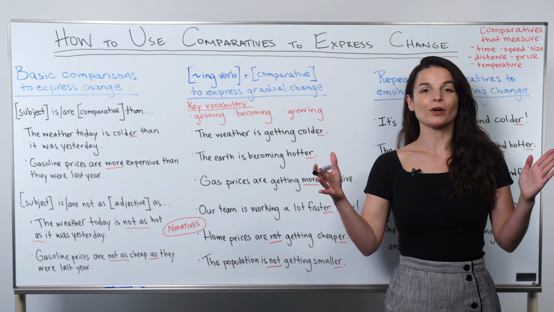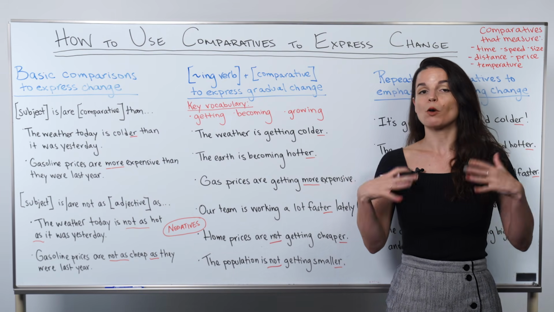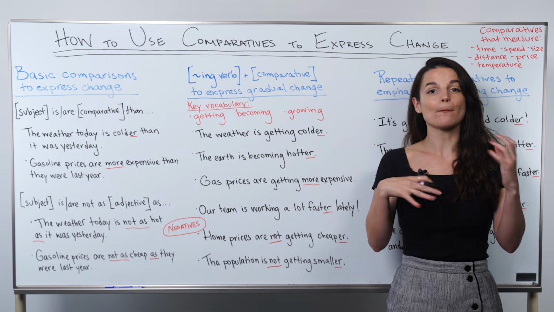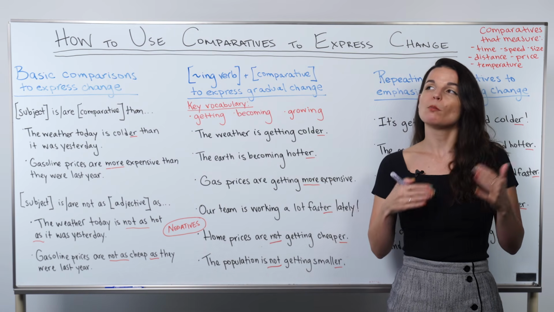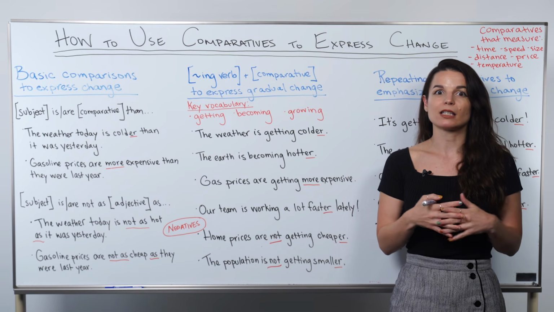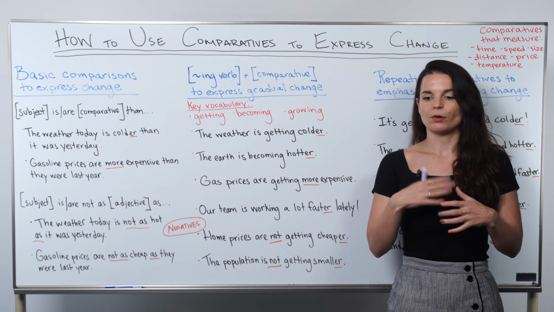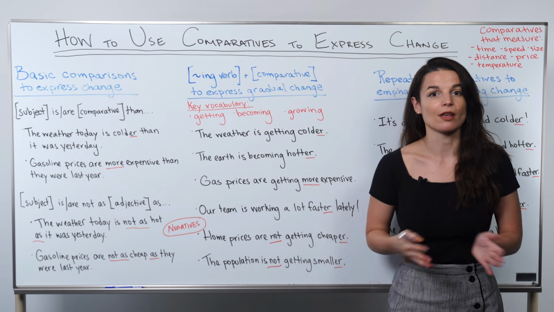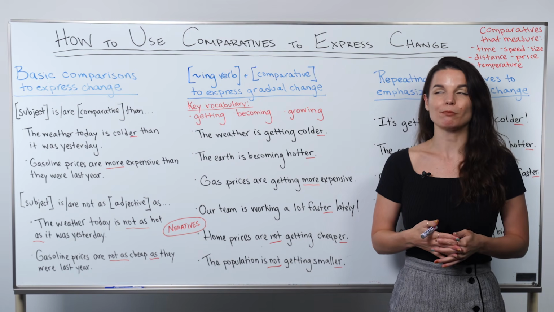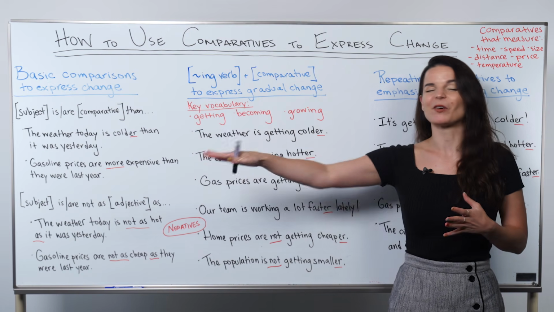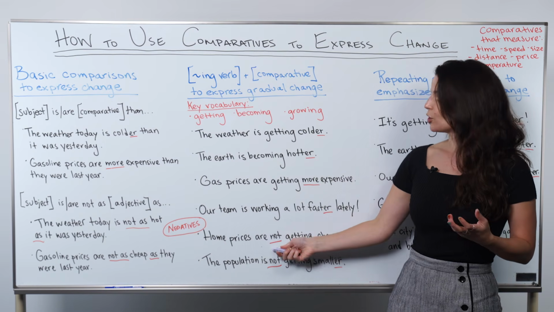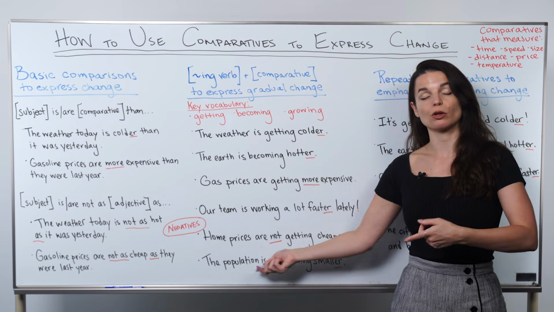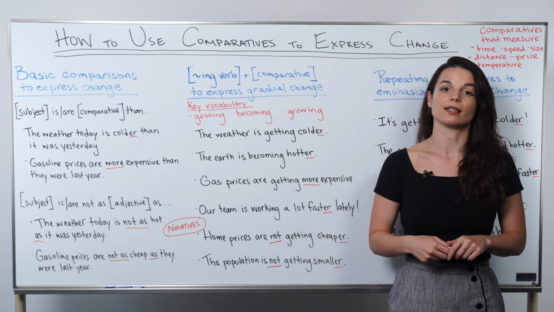This means home prices are not becoming cheaper than they were in the past, right? So you might want to express something like this if you think, oh gosh, the prices of homes are not changing. In other words, you want them to be cheaper than they were in the past, but they are not changing. So in these kinds of situations, you might read a negative sentence like this.